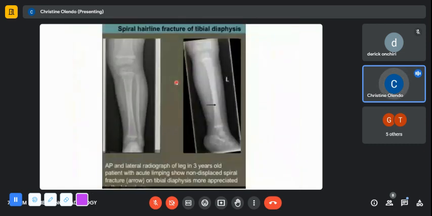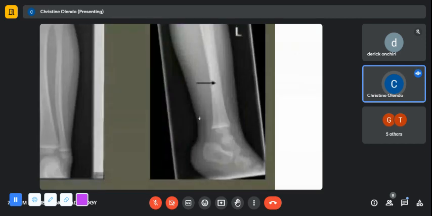A spiral hairline fracture. Here is a radiograph of a 3-year-old with acute limping, and on the AP, you can't demonstrate any pathology. It appears normal, but on the lateral, there was a hairline fracture, a spiral hairline fracture. I don't know if I zoom in, I think the image quality might be degraded, but there's a lucency that they're pointing to right anterior to the arrow. I think maybe if I zoom in, it won't be very visible.